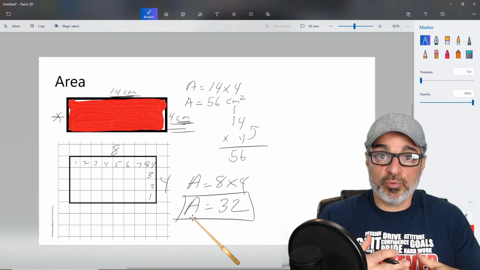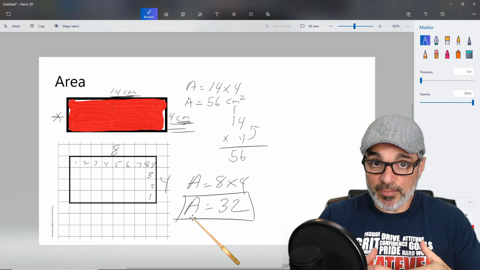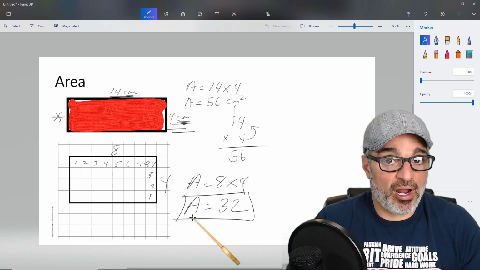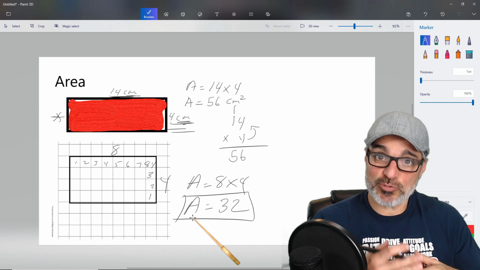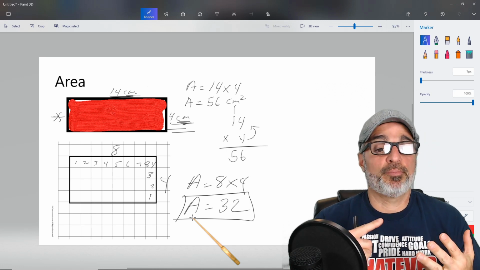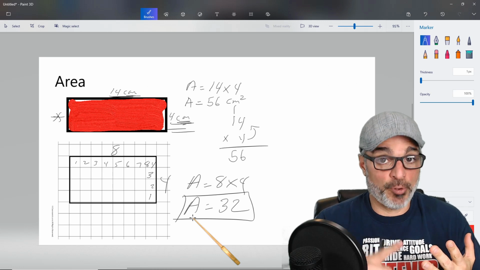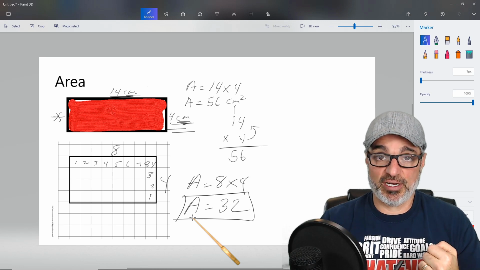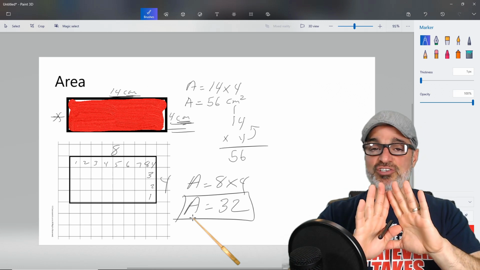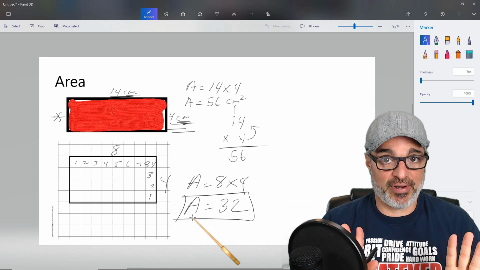Now, tomorrow, we're going to build on this a little bit more, and we're going to start using this knowledge in word problems and application problems, because that's where it gets interesting. Okay? So for now, go to Google Classroom and practice perimeter. There's going to be an assignment there for perimeter, and practice area, just simply calculating the area.